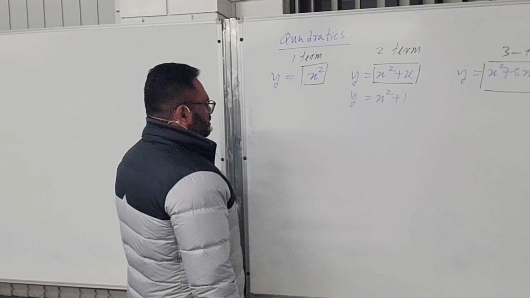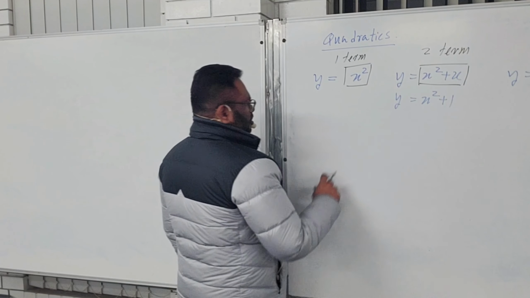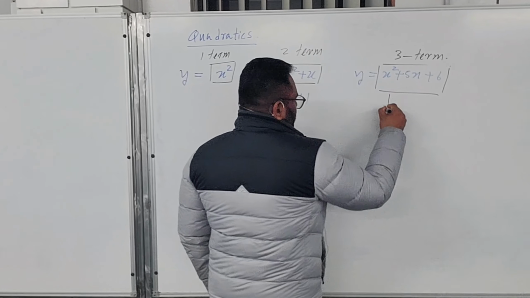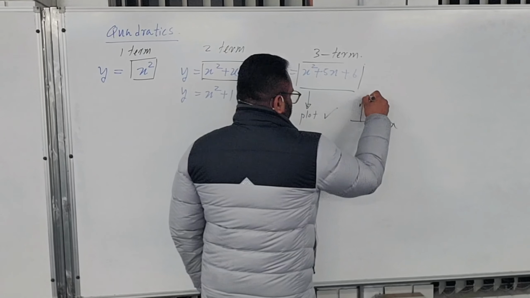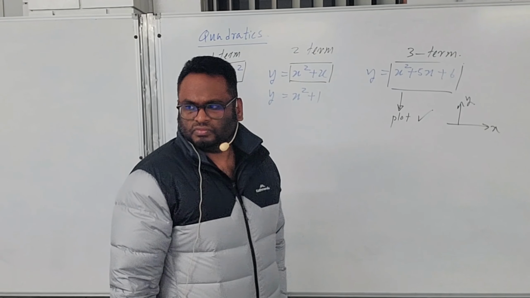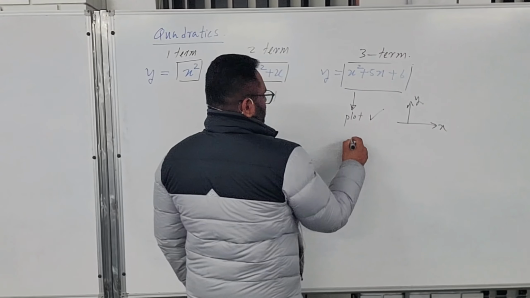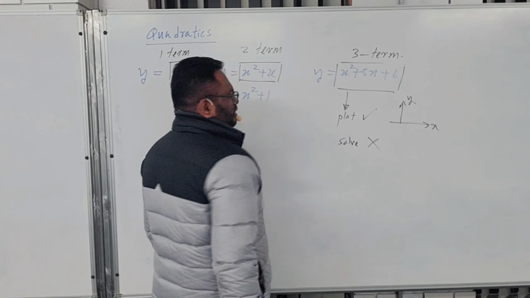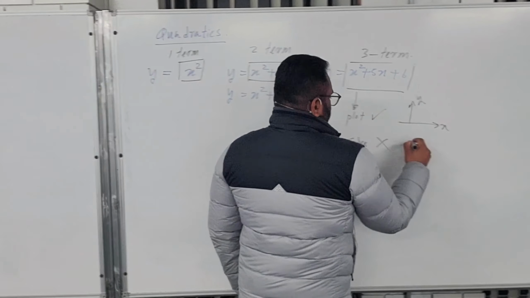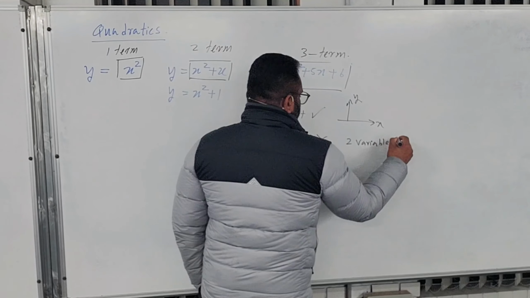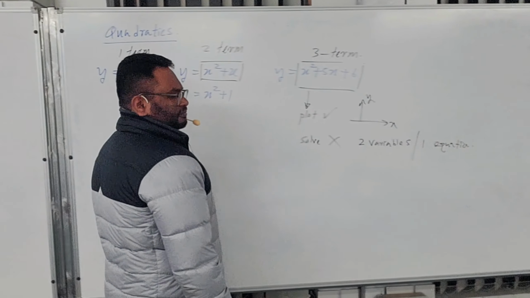Now, if you have y is equal to x squared, or y is equal to this, you can plot it. Why? Because if you want to plot, you have to have x and y. So indeed you have x and y, you can plot it. So can you solve it? No, you cannot solve it. This equation, you can't solve. Why? There are two variables, but one equation. So you can't solve it.